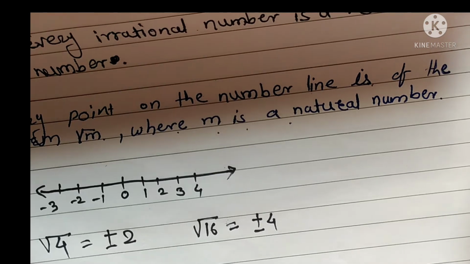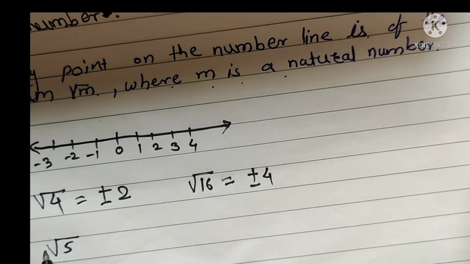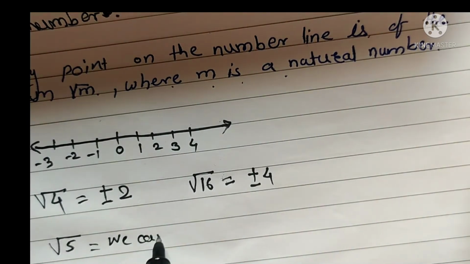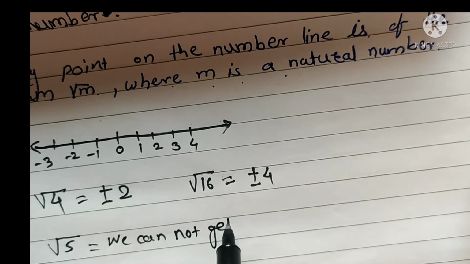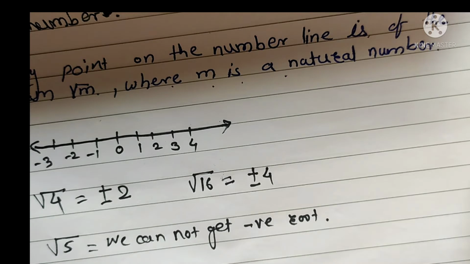But what about root 5? In the case of root 5, 5 is a natural number written under the root sign, so it is the same as root m. But in the case of such irrational numbers, we cannot get a negative root. Root 5 we can represent on the number line, but the negative square root of 5 we cannot represent on the number line. So the whole statement is false in the case of irrational numbers.